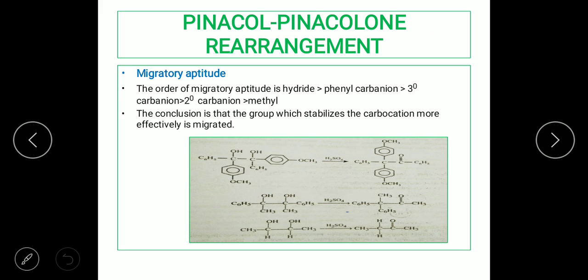Okay, next let us study about the migratory aptitude. The order of migratory aptitude is hydride more than phenyl carbanion, more than tertiary carbanion, more than secondary carbanion, more than methyl group.